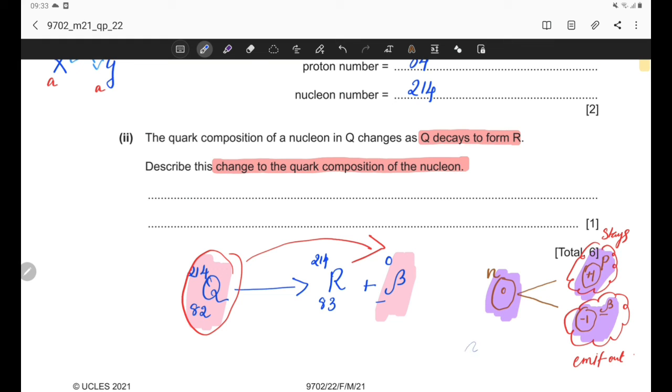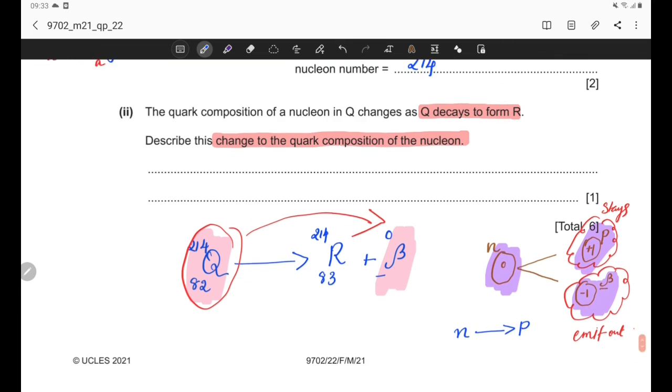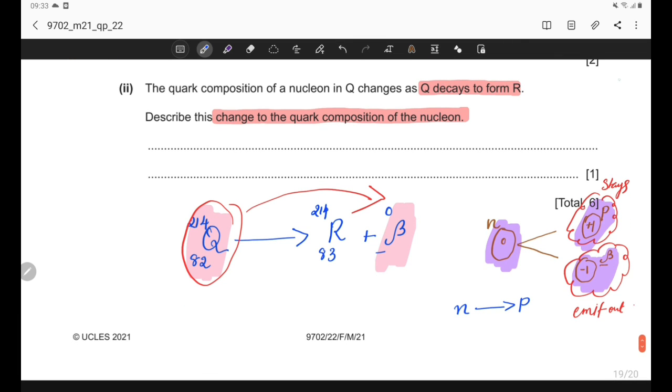So here we can see a neutron inside the nucleus changes to a proton. In terms of quark composition, the quark composition of a neutron is 1U and 2D, and it changes to a proton. The quark composition of a proton is 2U and 1D. So we can understand that the quark composition changes from UDD to UUD because of this beta negative emission. We can write UDD to UUD.